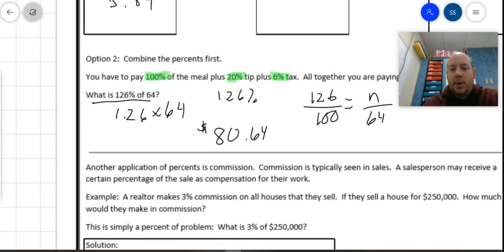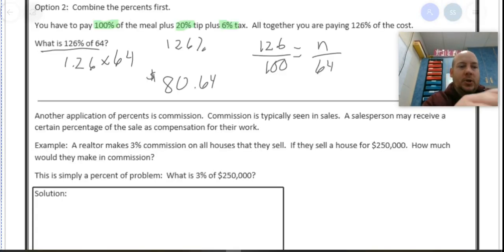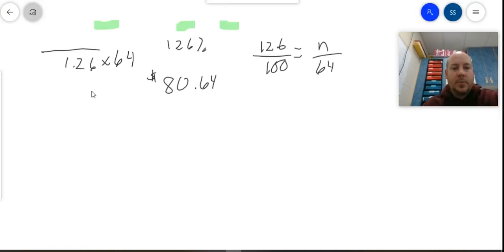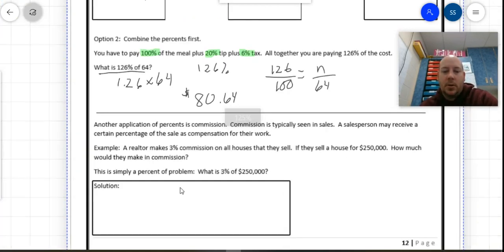Okay. All right. Another application is commission. Commission we typically see in sales jobs. So, things like car salesmen, realtors, people that sell houses, things like that. A salesperson may receive a certain percent of the sales as compensation for their work. So, for example, a realtor makes 3% commission on all houses they sell. If they sell a house for $250,000, how much would they make in commission?